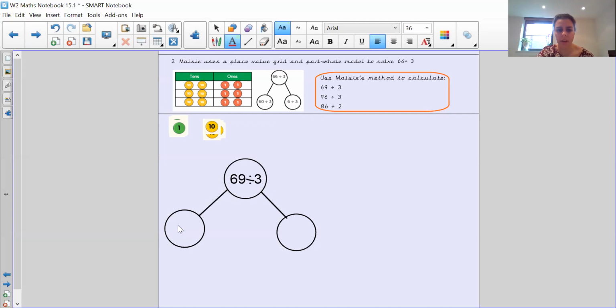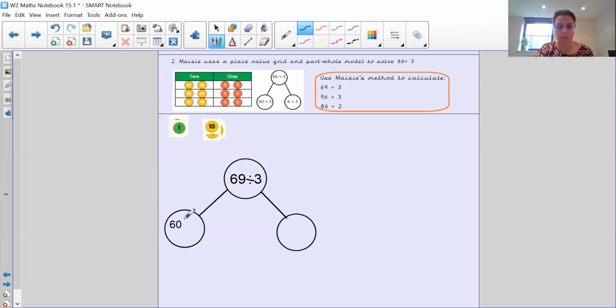Okay, so in this circle, we've got our 10s. So I've got 6 10s. So I'm going to do 60. And then it's going to be 60 divided by 3. And then over here, I've got 1s. I've got 9 1s. So it's going to be 9 divided by 3. Well done if you got that answer, that's really good. So that tells us how we're going to do it.